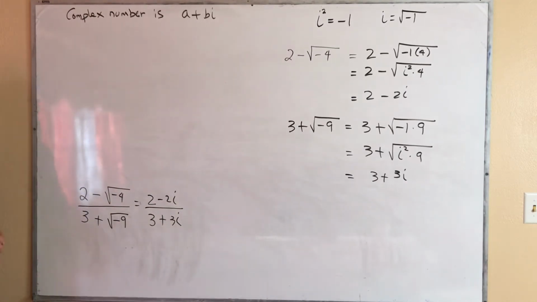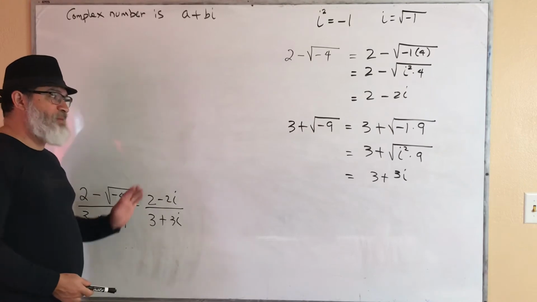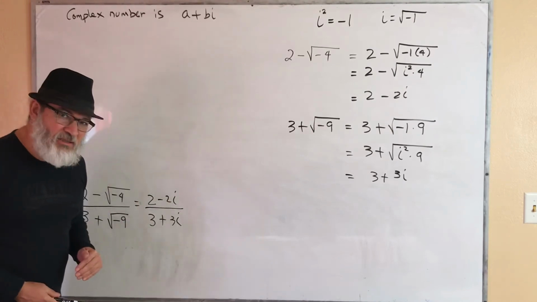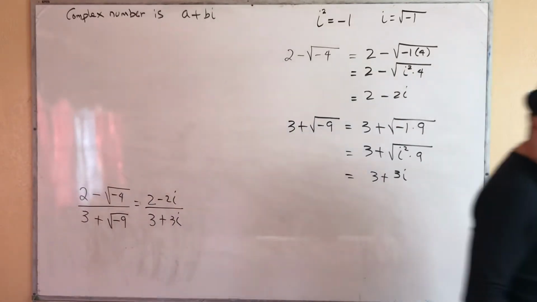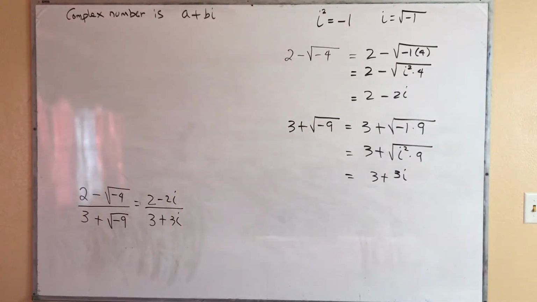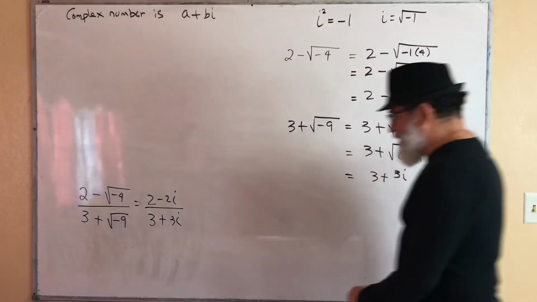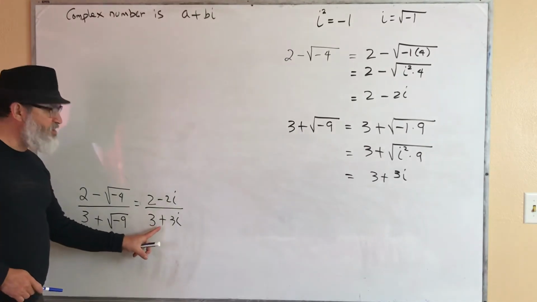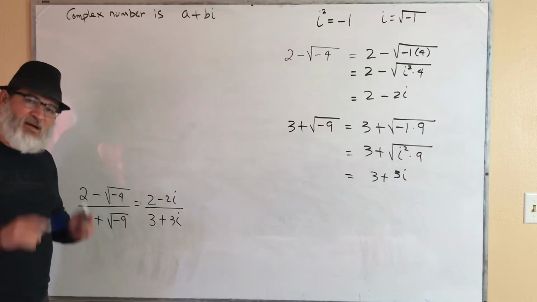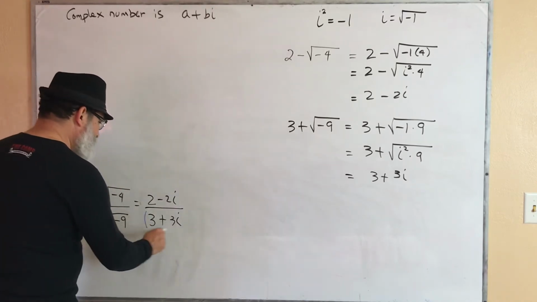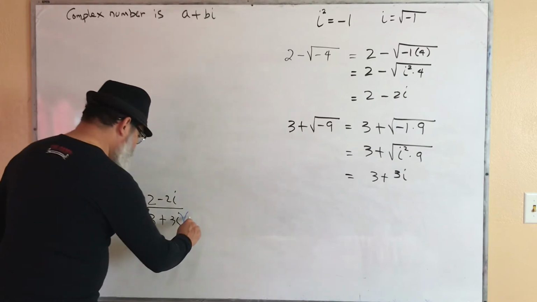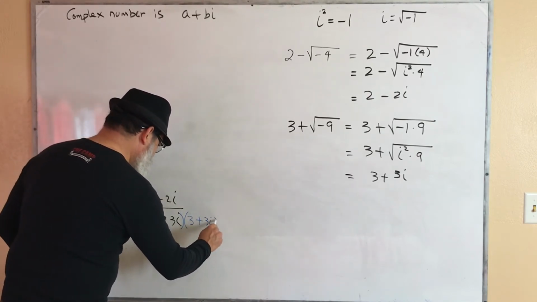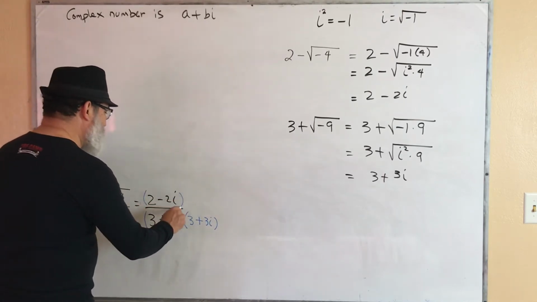Now, to divide complex numbers, guys, you multiply top and bottom by the conjugate of the denominator. Okay, let me get my blue pen right away. So I'm going to multiply top and bottom by the conjugate of this denominator. That's the way we divide complex numbers. So multiply this by, what is the conjugate of this? The conjugate, just change the sign. 3 plus 3i, do it to the bottom, and also do it to the top.